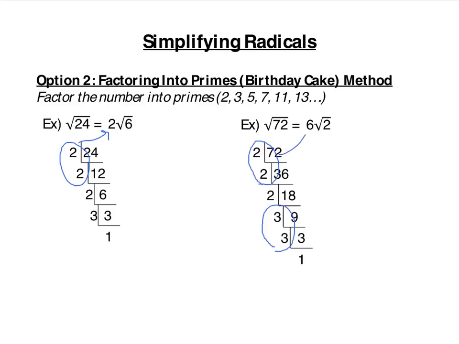So since the 2's and the 3's moved outside the house, I multiply them. So 2 times 3 is 6. And then there's one leftover 2 that stays inside the house, and so it goes under the radical. So your final answer is 6 square roots of 2.